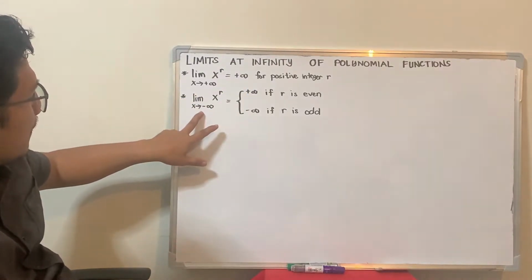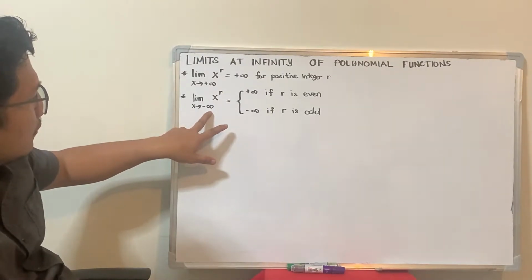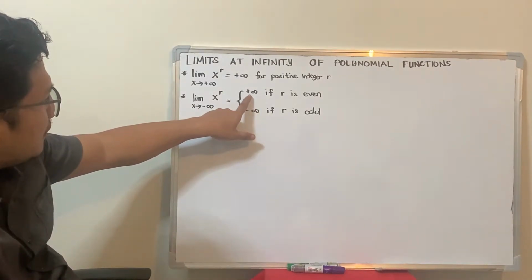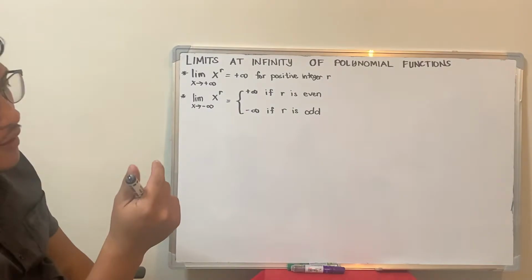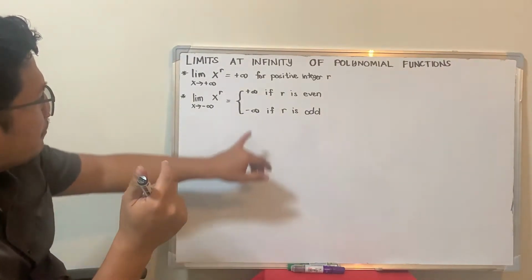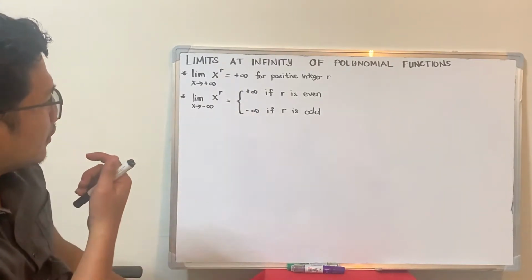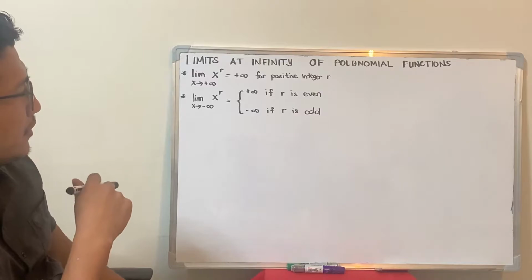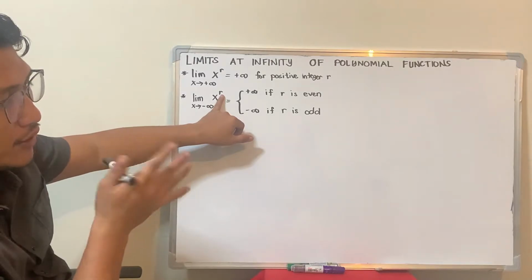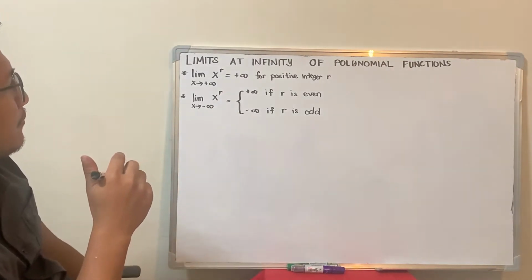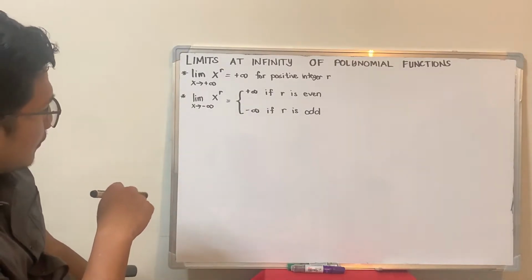Now for this one, the limit of x raised to r as x approaches negative infinity. It is positive infinity if r is even. So if r is 2, 4, 6, 8, 10, you will come up with positive infinity. Okay? It is negative infinity if r is odd. So if r is odd, then it can be negative infinity. Meaning if it is 1 or 3 or 5, 7, then of course your limit will be negative infinity. Okay? So example.